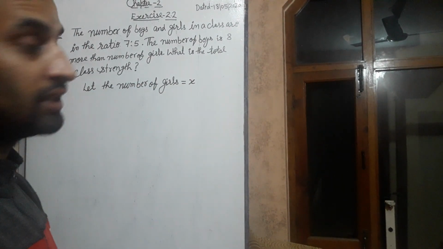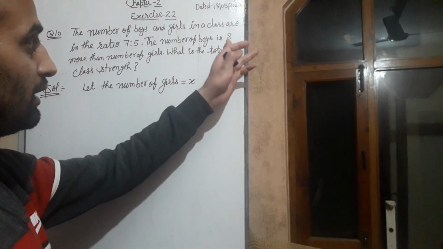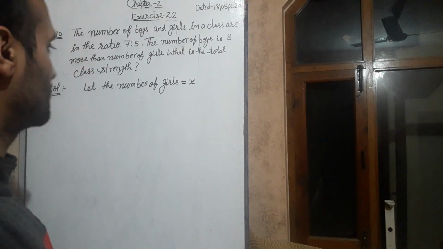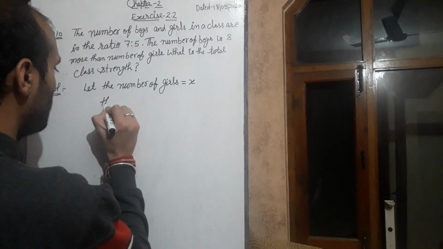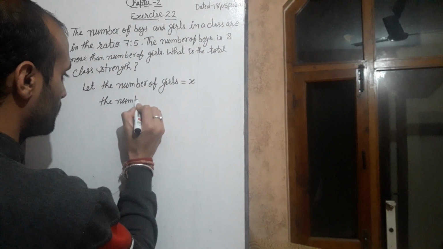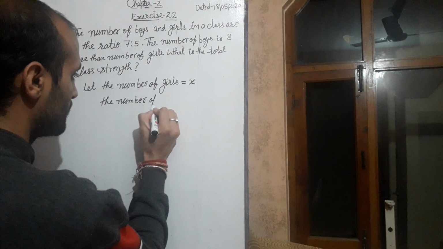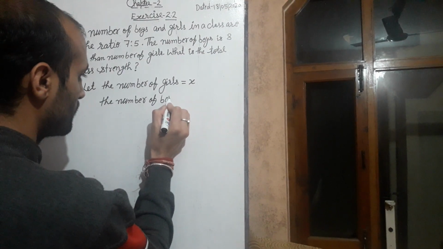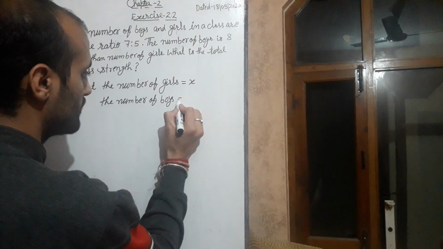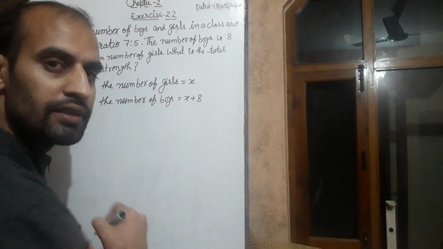Second thing, what is given? Boys are more. How many? They are 8 more than girls. That means we can write the number of boys is equals to x plus 8, that is 8 more than girls.